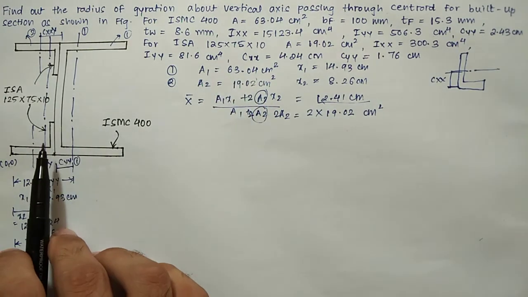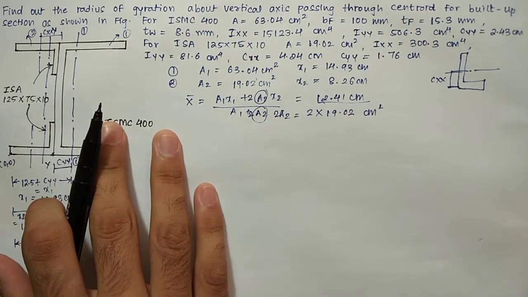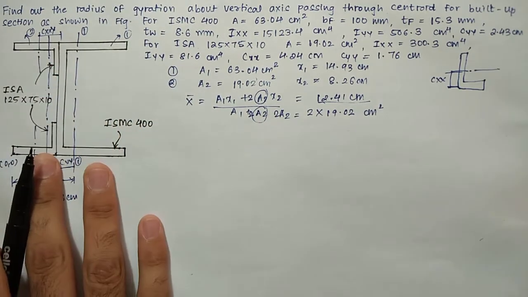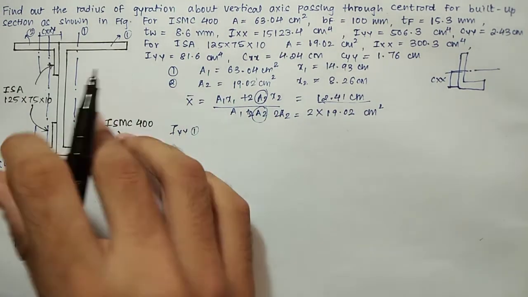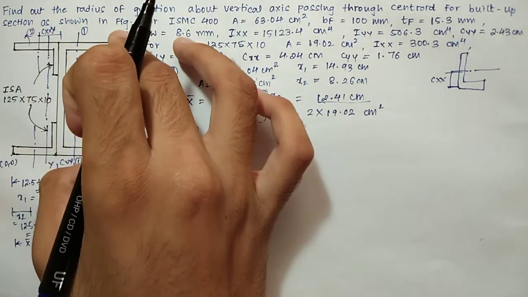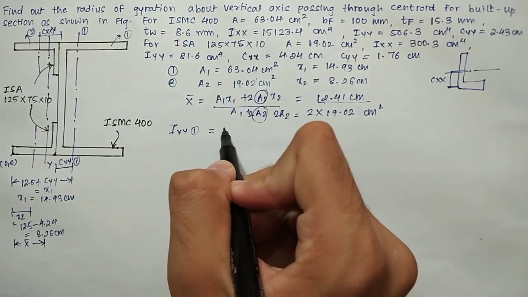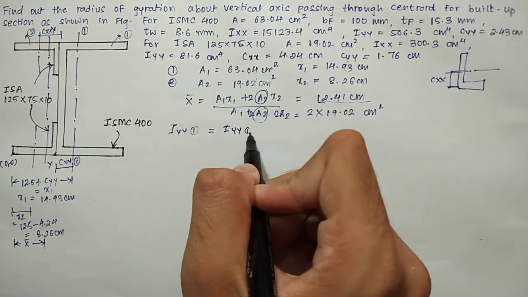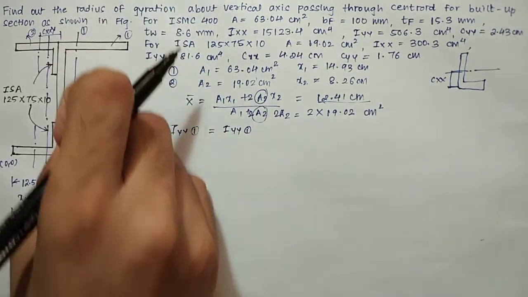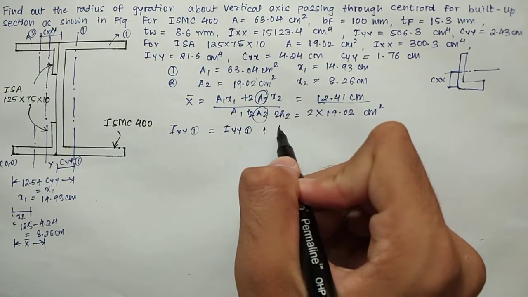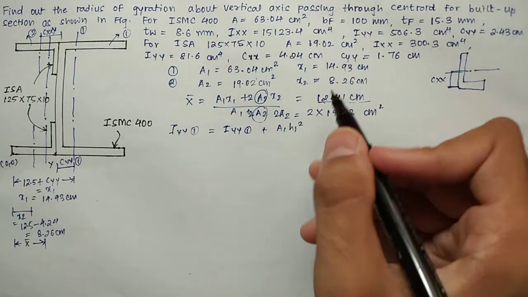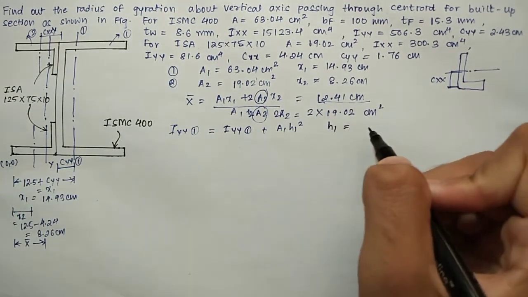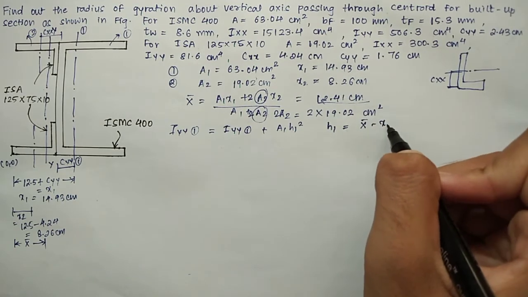Now we need to determine the moment of inertia of the standard sections about this axis yy. So Iyy1, that is the moment of inertia about this axis yy for this C section, can be given by Iyy1, that is the moment of inertia about the local yy axis, plus a1 into h1 square, where h1 is nothing but the distance between these two axes, and the value of h1 is x bar minus x1.